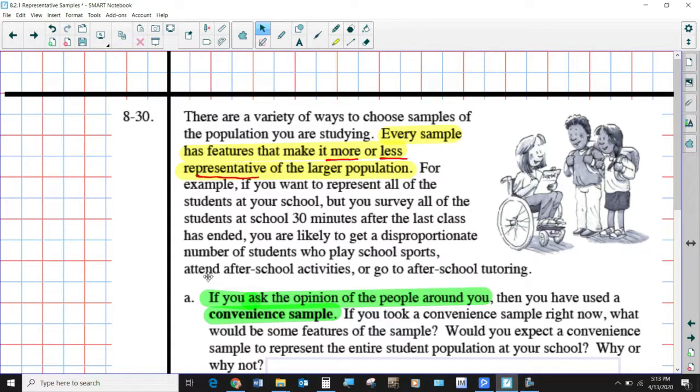Wait, is that what it's saying? But you survey all the students after the last class ended. You're going to get a disproportion of students who hang out after school to play sports or other after school activities. So the people who go home immediately would not be included in this survey. And so you're not going to get a really great random sample.